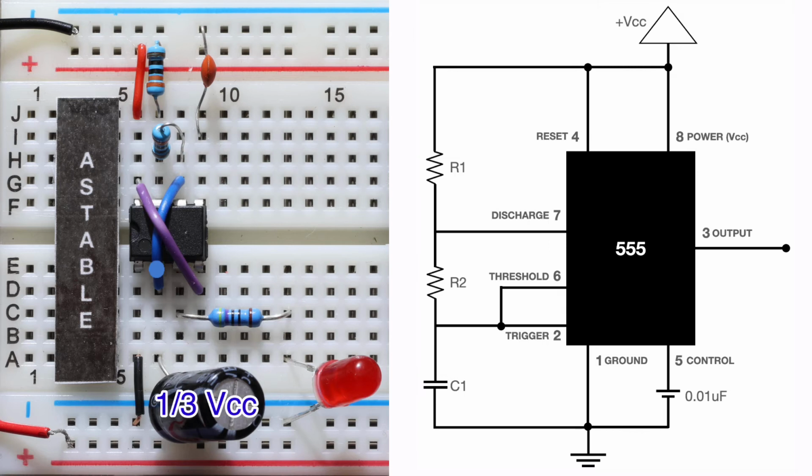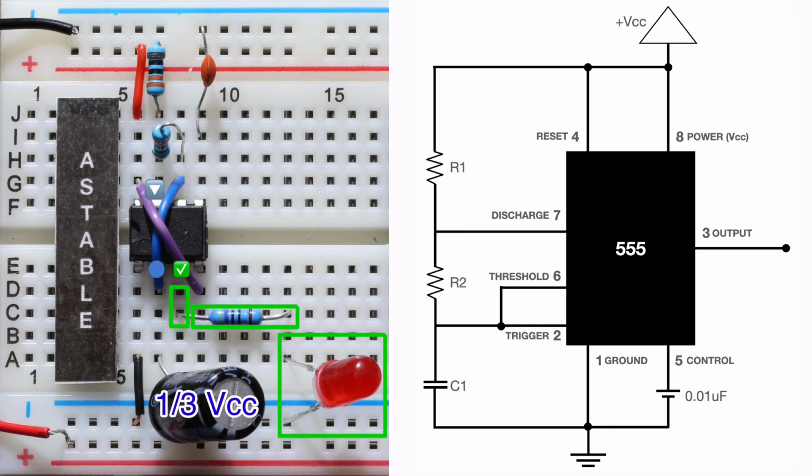When the new timing cycle commences, the output on pin 3 is high, or on, and pin 7, the discharge pin, is open. This allows current through resistor 2 and capacitor 1. This causes the capacitor to charge at the rate that's determined by the values of resistor 1, resistor 2, and capacitor 1. Then, as the electrolytic capacitor begins to charge, the voltage at pin 2 and pin 6 increases.